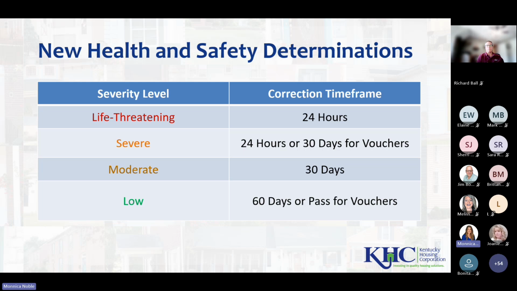Anything that is a moderate deficiency will be 30 days. And then low deficiencies have a 60-day correction time frame, or it's just a pass for vouchers. So you can think about low deficiencies being kind of a pass with comments. It's alerting the landlord that there's a problem here that could cause an issue down the road. They may want to look at it. These timeframes reflect HUD's emphasis on health and safety and ensure that those critical hazards are addressed immediately for the safety of the family.